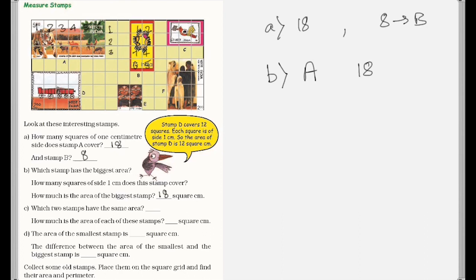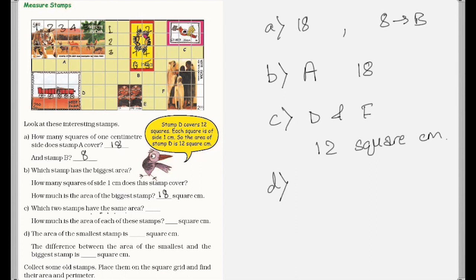Okay, now the question is, which two stamps have the same area? So you need to count all, and if you observe stamp D and F, they have the same area with 12 square centimeter. Okay, they both have the same area.